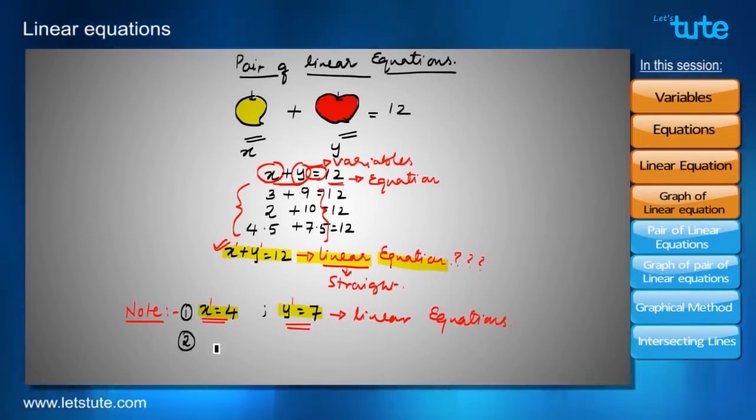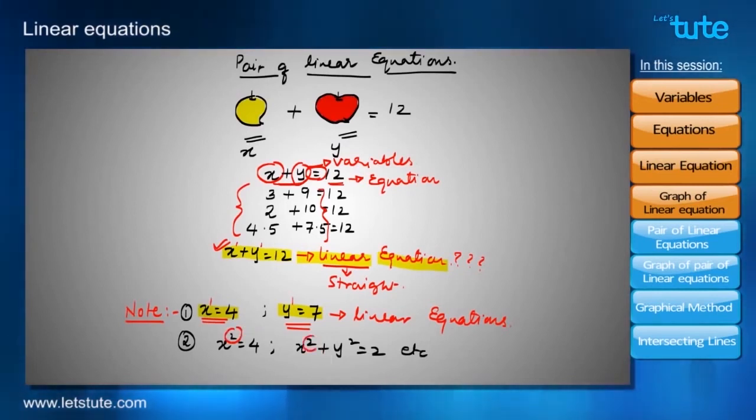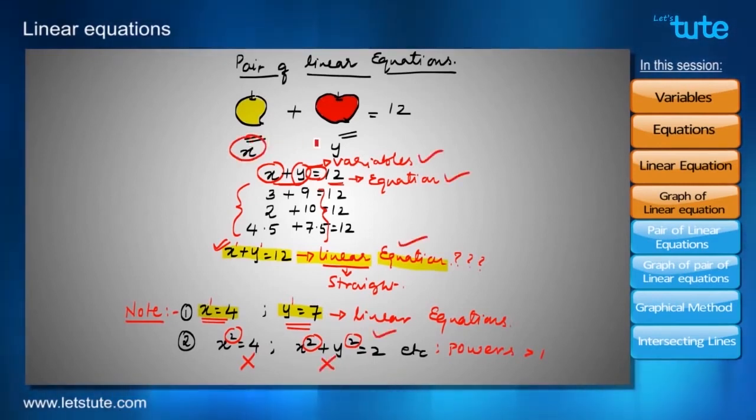Now note number 2. There are some equations like x square equals to 4 or x square plus y square equals to 2, etc. Here we can see that powers of the variables are more than 1. So therefore, when powers of the variables are greater than 1, then such equations are not called as linear equations. But still, I have to find the value of one mango and the value of one apple.